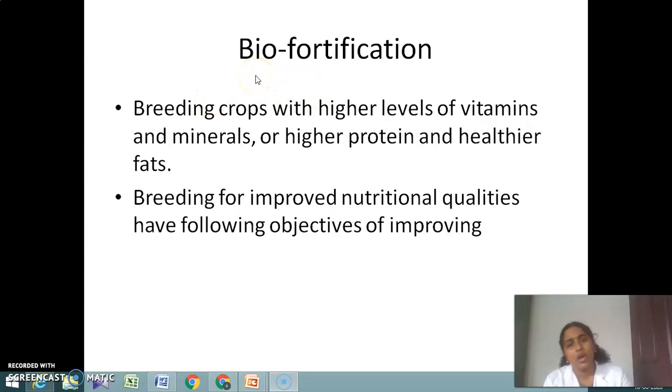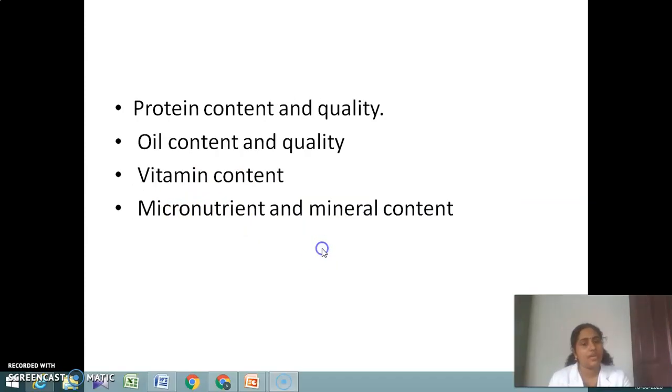What is biofortification? Breeding of crops with higher levels of vitamins and minerals, or higher protein and healthier fats, is termed biofortification. That means breeding for improved nutritional quality has the following objectives: improving protein content and quality, oil content and quality, vitamin content, micronutrients, and mineral content. Clear?